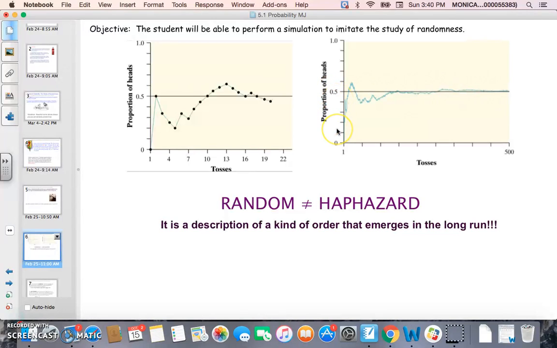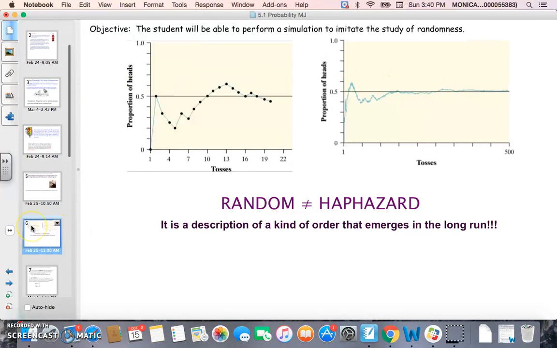And so this was a simulation that I did. This was when I did 20. You can see that it was very close to 0.5, but over here is when I did over 500. And the more and more simulations you do, the closer and closer your probability does get to the actual. And hopefully you had the same results.